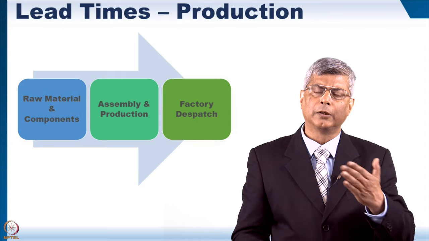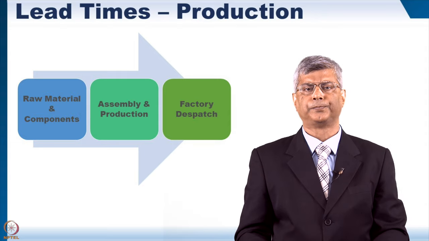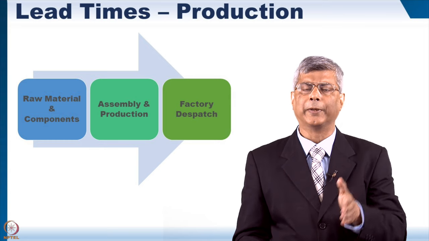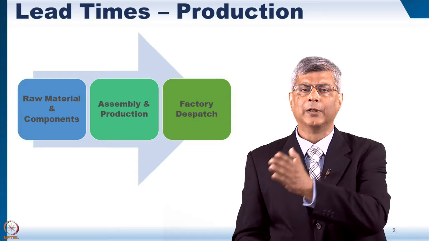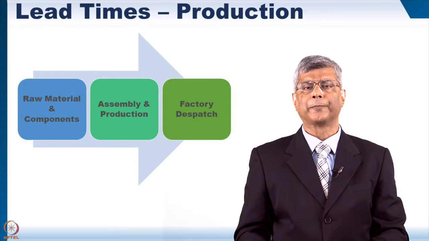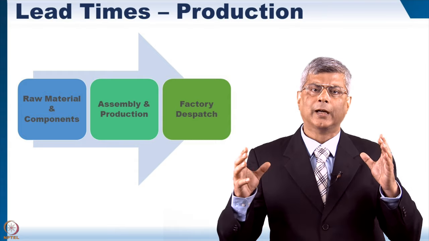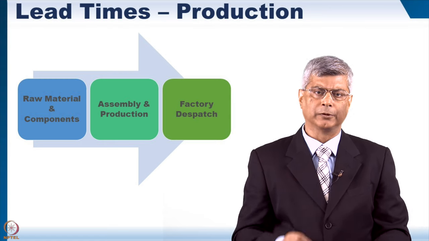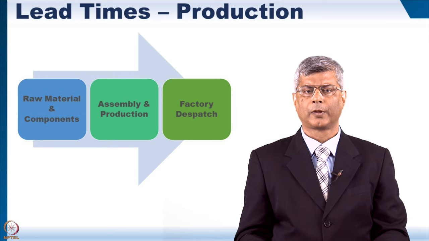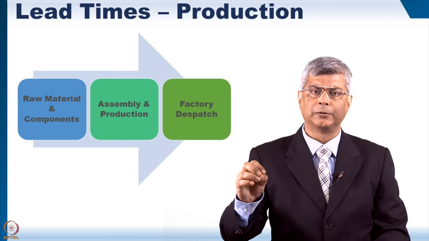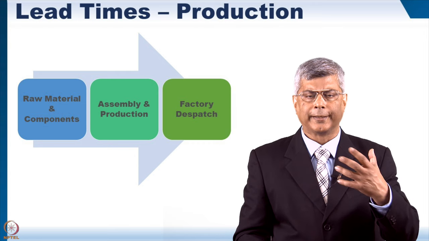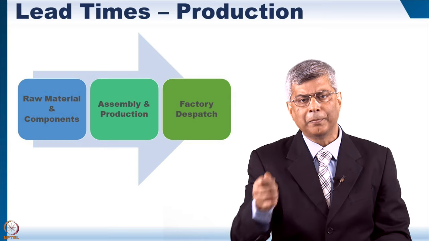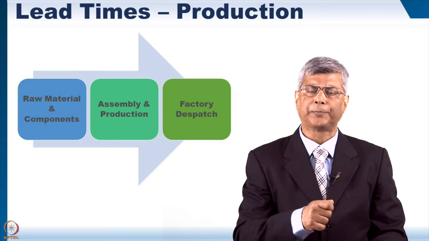There are two timing cycles. One is at the production stage. So when goods are coming from raw material and components into a factory where they're assembled and produced, and then it goes from a factory warehouse to where it goes out, there is a production lead time. For example, if you order a laptop or a PC on a laptop or a computer manufacturer, for him to make that, there is a lead time. There's a production lead time.